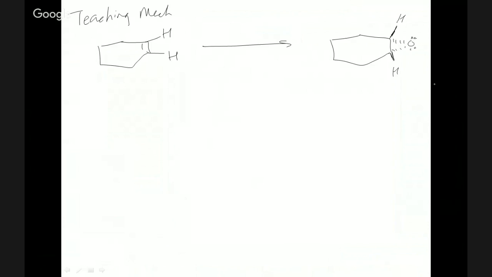This is actually a meso compound. If you draw the opposite stereochemistry, where both the oxygens are on the same face but up towards you, then you'd have the same molecule. It's a meso compound. But how do we make this?